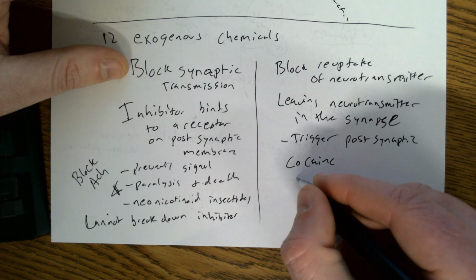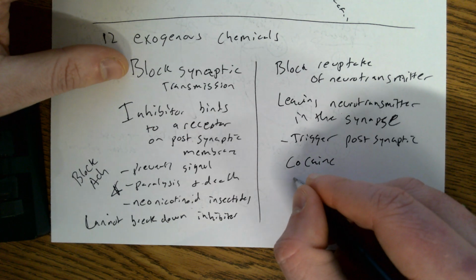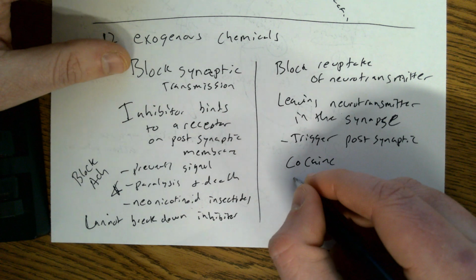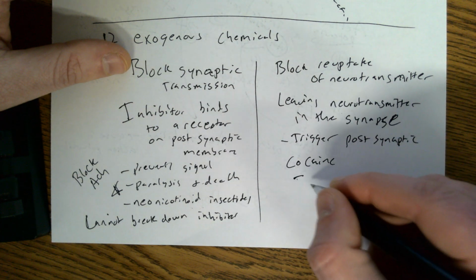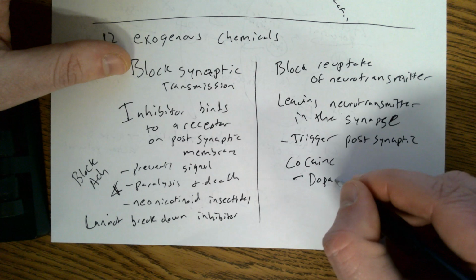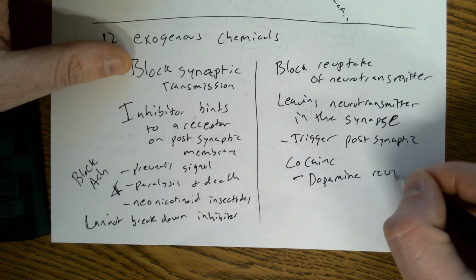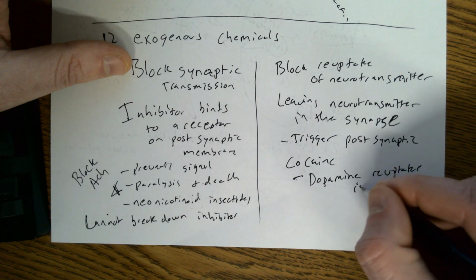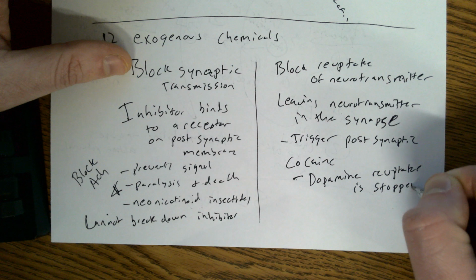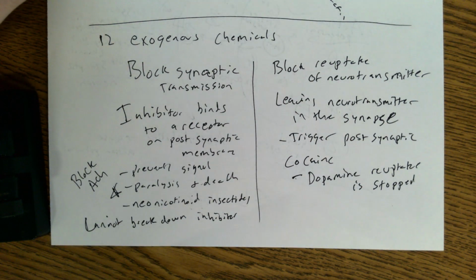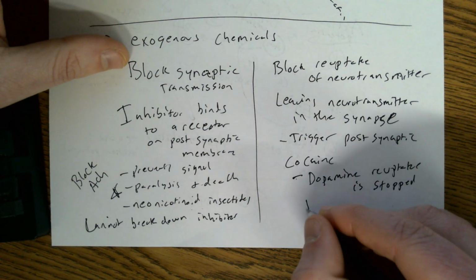Cocaine is not permanent like the other one, it's temporary. What it does is it makes the dopamine stay in the synapse, so it blocks dopamine reuptake. Dopamine reuptake is stopped by cocaine. It also causes it to secrete all the dopamine it's got, so it floods that synapse with dopamine, and it makes you really, really happy.